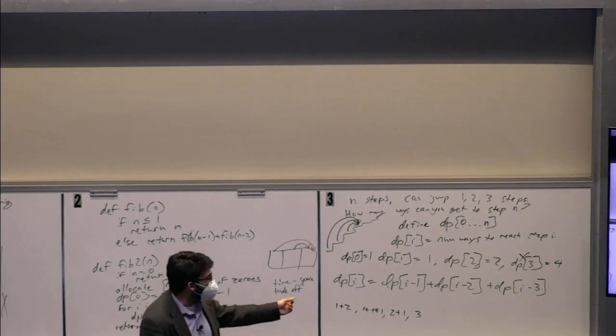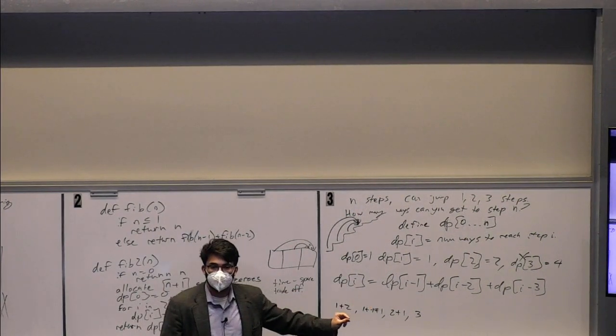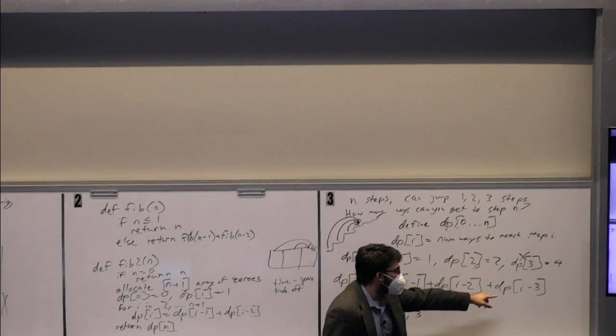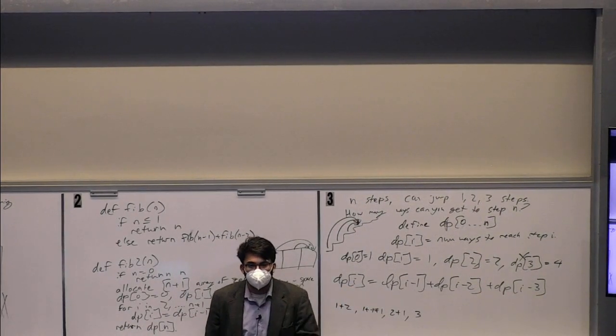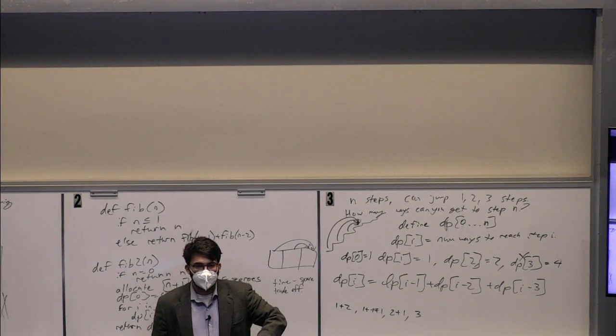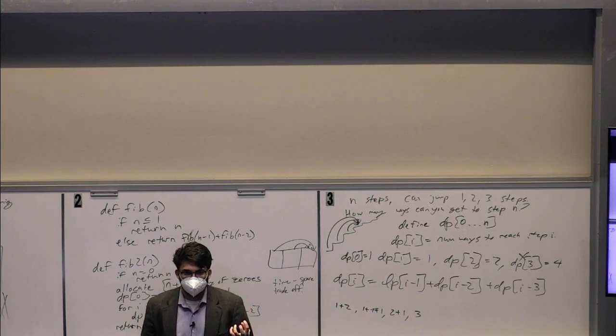Yes, but notice that when we loop over it, DP of I minus 3 is computed first and stored. Suppose that's 7 and that's 10. You're going to compute 7, then you compute 8, then you compute 9, then you compute 10. So it's done bottom up, from the smallest problems first to the biggest ones.